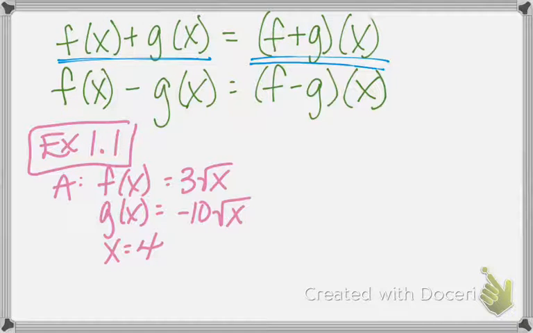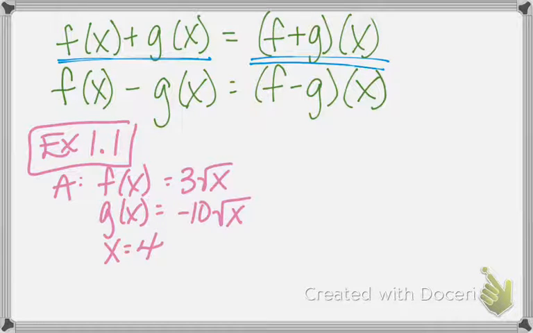And so all they're asking you to do is to add the two functions with whatever like terms that you have. And then once you're done, they want you to evaluate it. And the evaluation comes from whatever they set to x. So in example 1.1a, and there's no like prior example of that, example 1.1a gives you f of x equals 3 times the square root of x, and then g of x equals negative 10 times the square root of x, and then they say x equals 4.